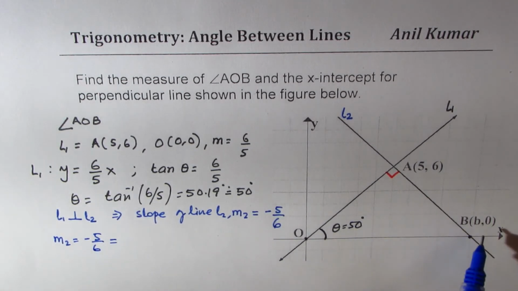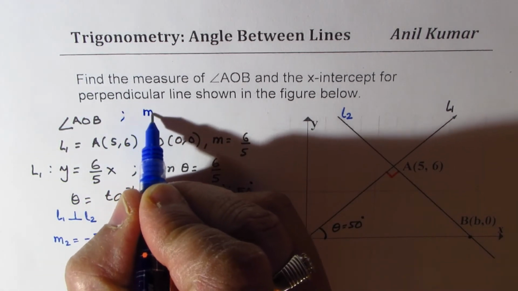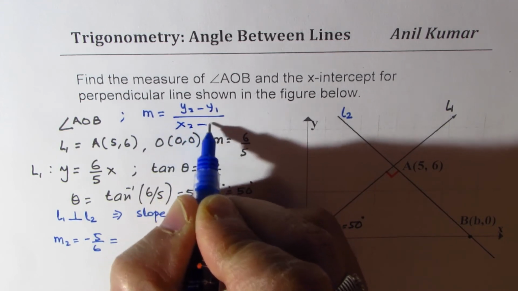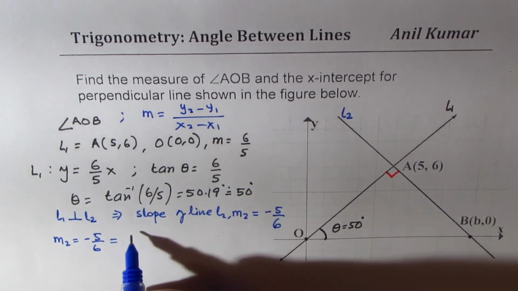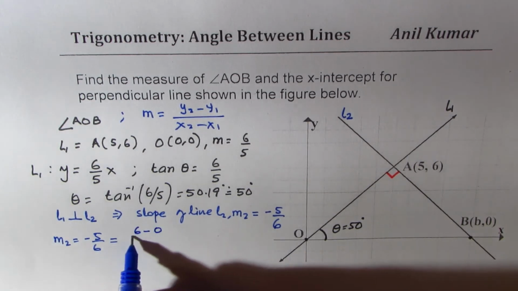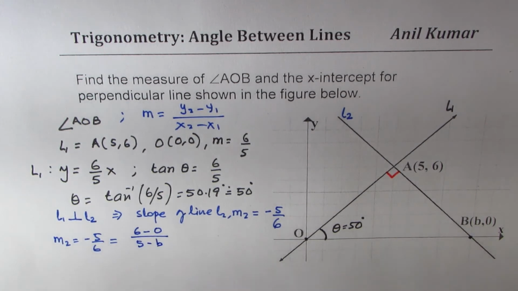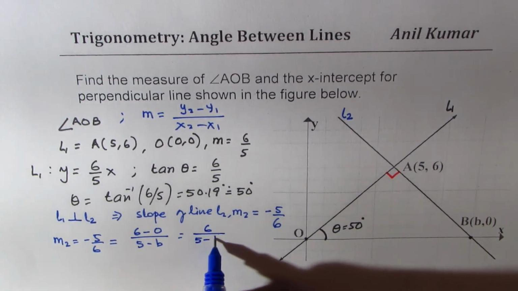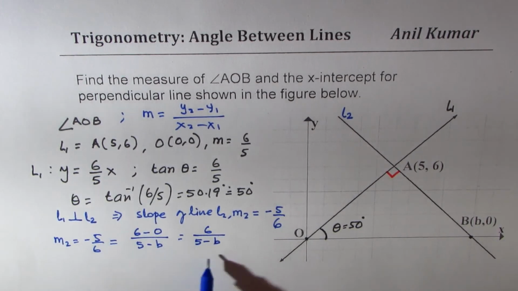And we also know that this can be found by using the formula, which is, let's write down here, y2 minus y1 over x2 minus x1. So for the second line, 6 minus 0 is the difference in y values, and 5 minus b is the difference in their x values. Correct? So that formula helps. So we get 6 over 5 minus b. Now you can cross multiply and then get your solution.